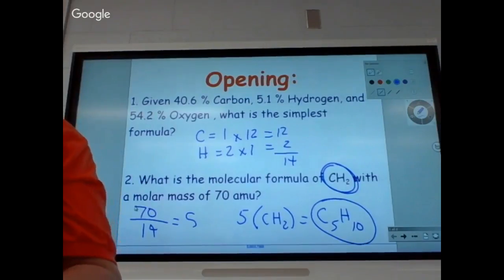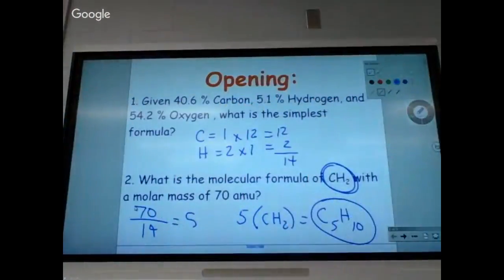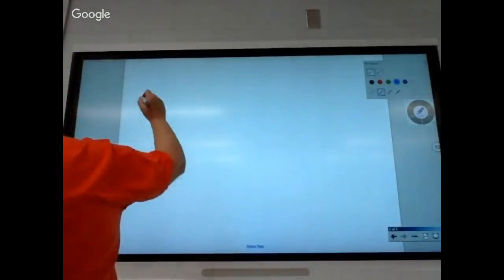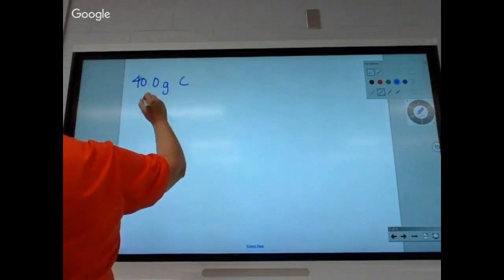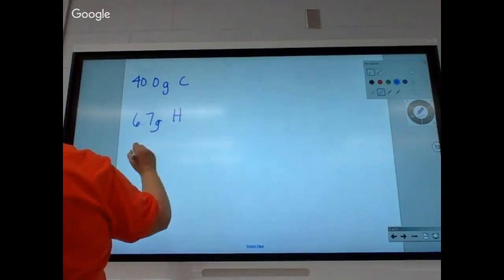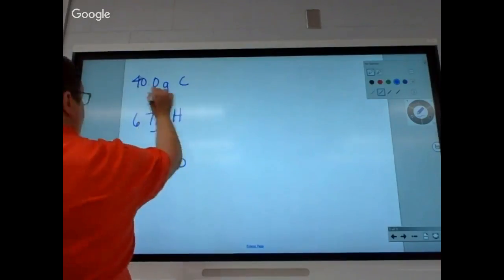C2H4O2? All right, so the thing that makes this different from yesterday is, do you have the empirical formula to start with? No, so you need to find the empirical formula first. All right, so you have 40 grams of C, 6.7 grams of hydrogen, and 53.3 grams of oxygen.